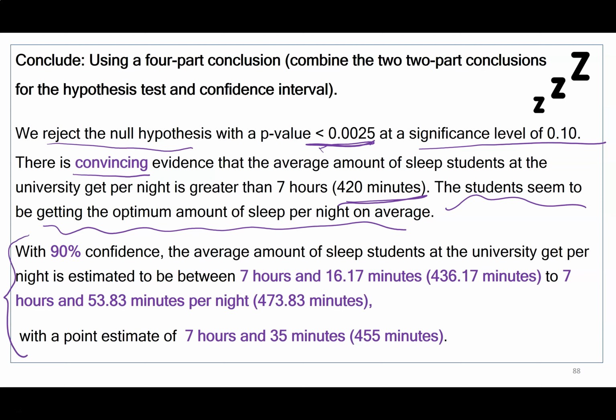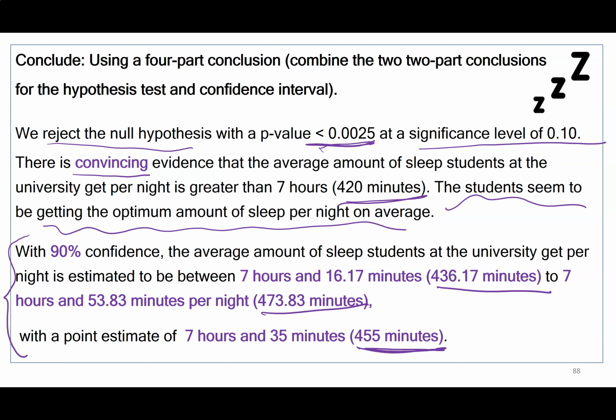Then we have the write-up for our confidence interval. So with 90% confidence, the average amount of sleep all students at the university are getting nightly is estimated to be between 436.17 minutes to 473.83 minutes, with a point estimate, so what we saw in our sample, of 455 minutes. So that'll be my 4-part conclusion.